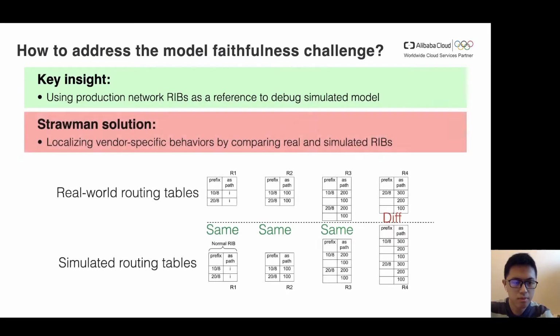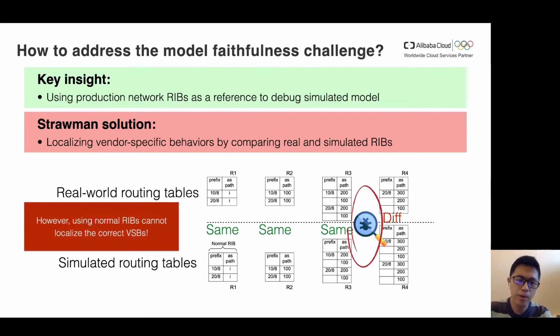A strawman solution: once a difference between the real and simulated routing tables is detected, say in R4's routing table, the model tuner backtraces the path until a router whose routing table is the same, say R3 in this example. The vendor-specific behavior should be in R3's egress policy or R4's ingress policy.